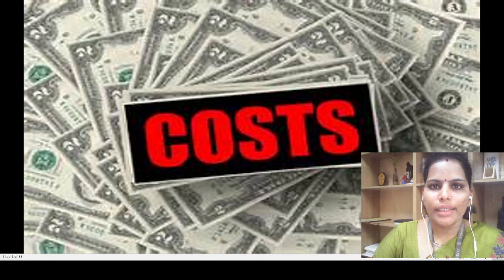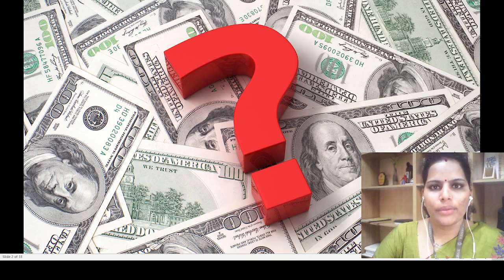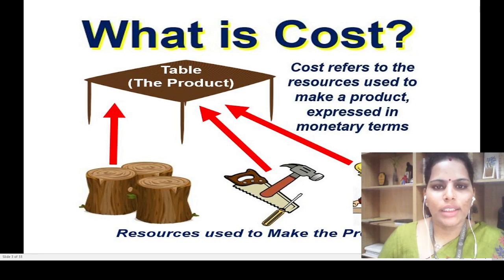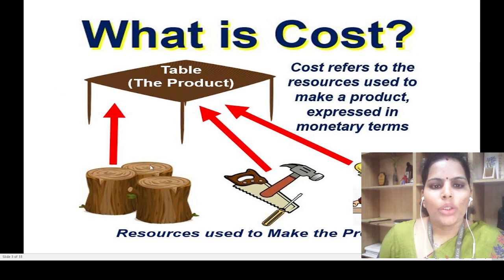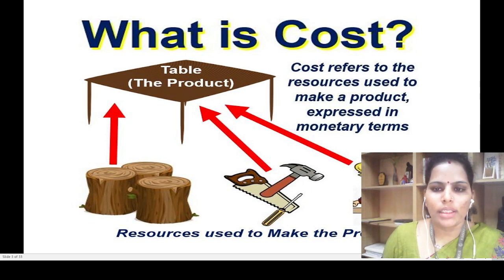Students, in today's class, we will discuss cost. First, we have to see what is the meaning of cost. We can see one picture here, correct? The picture is a table. To produce the table, we have to use certain resources, correct? So the expenses we are spending to produce this particular product are called cost.